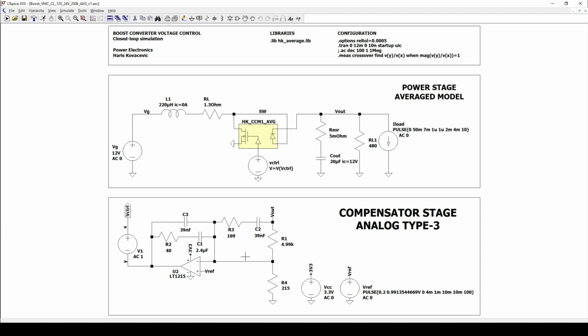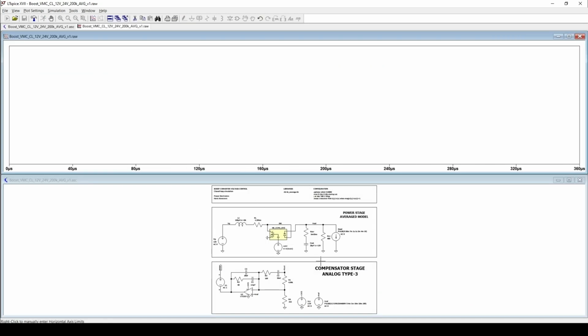Here is the full Type 3 compensator. It provides two zeros for phase boost, two high frequency poles for noise attenuation, and an integrator for zero steady state error. This compensator is designed for a crossover frequency of about 1.5 kHz and a phase margin close to 70 degrees. Let's now run the transient simulation.